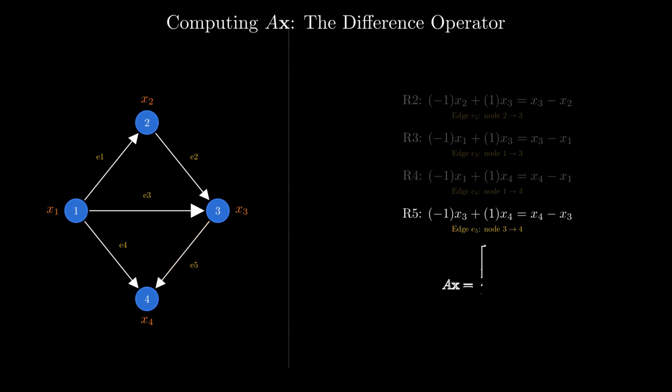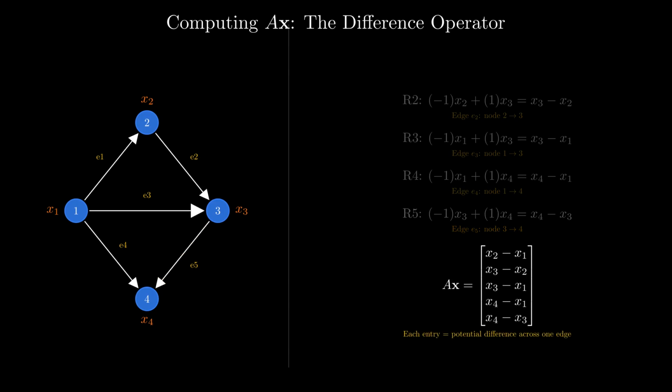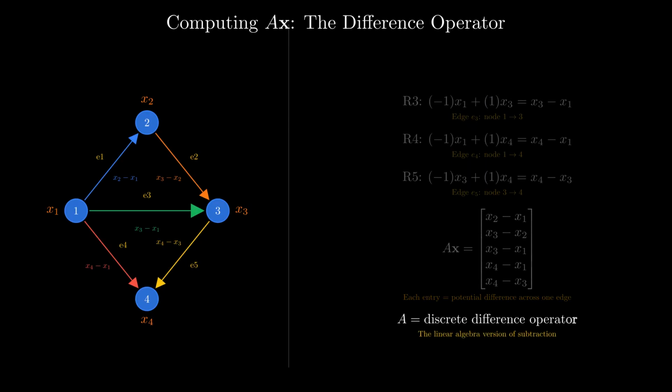Putting it all together, A times x equals the vector: x2 minus x1, x3 minus x2, x3 minus x1, x4 minus x1, x4 minus x3. Every single entry is a difference of potentials across one edge. This reveals the true nature of A. It is a discrete difference operator, the linear algebra version of subtraction.